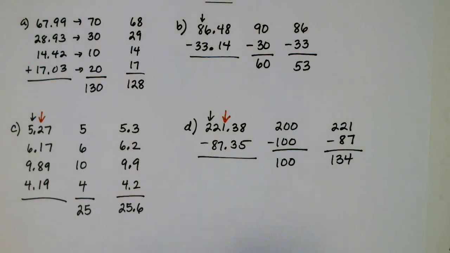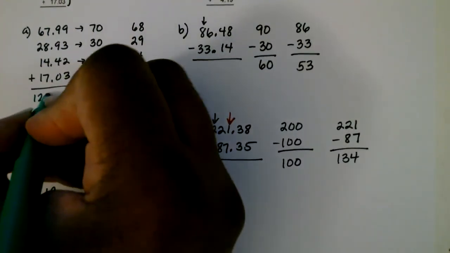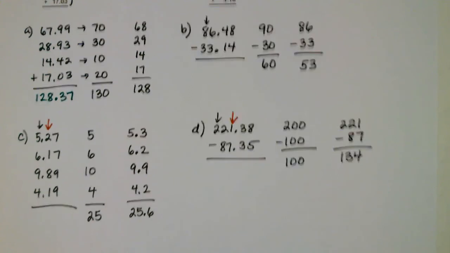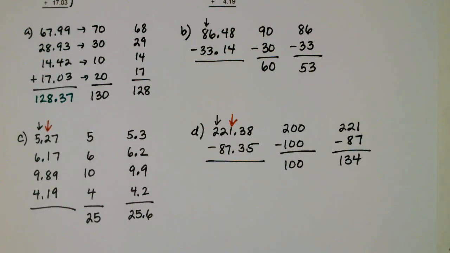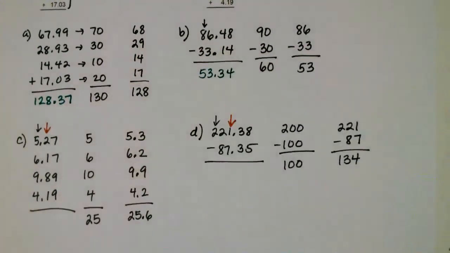Now, of course, in these problems here, they do want the actual numbers to see how close you are. So in part A, if I did 67.99 plus 28.93 plus 14.42 plus 17.03, the actual number would be 128.37. I'm going to do this in a different color. So the ones in green are the actual numbers, 128.37. You can see how close that is to those estimates. And then part B, 86.48 minus 33.14, that would be 53.34. That's the actual number, actual difference.